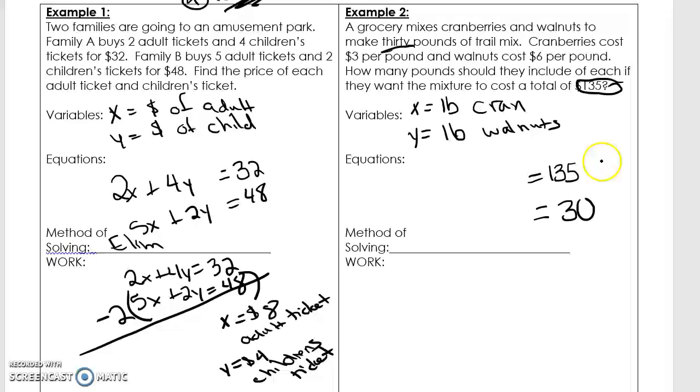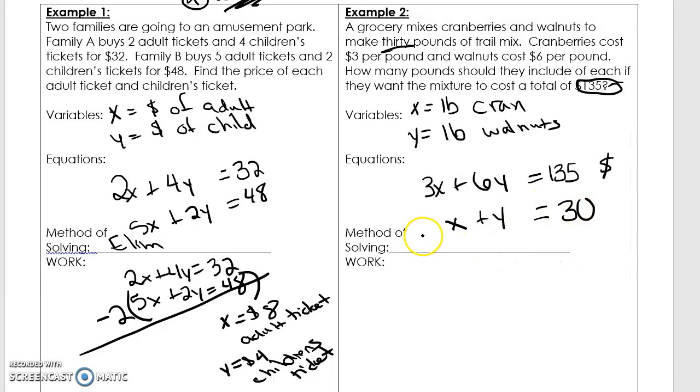Okay, so also use labels. This 135 is talking about money. So include the parts that have money. Include the $3 per pound and the $6 per pound. So 3x plus 6y is equal to 135. 3, 6, and 135 all have to do with money. The other one has to do with pounds. So x plus y, because your pounds are the same.